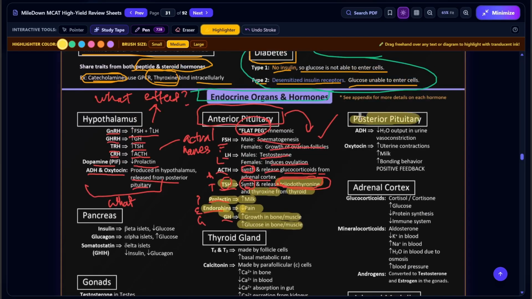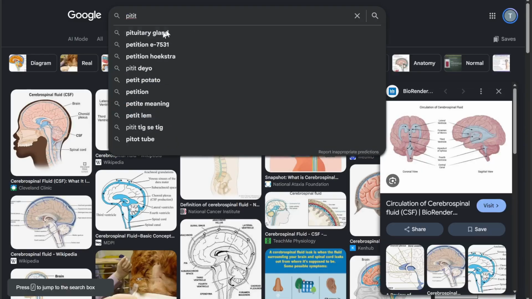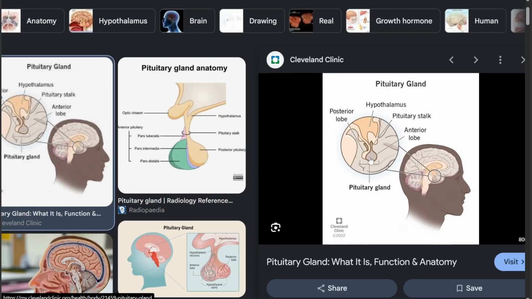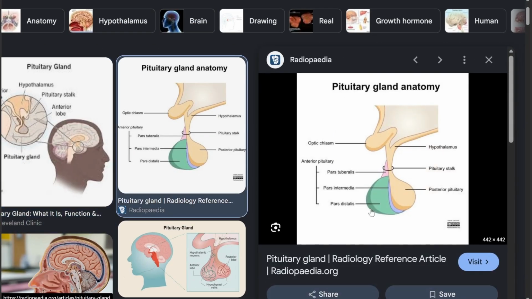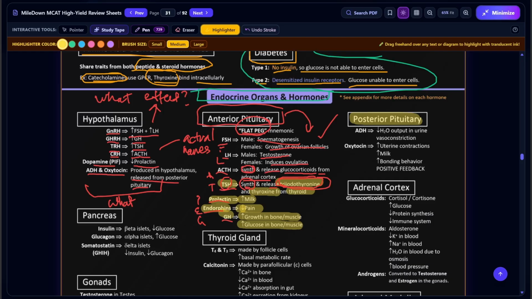And then now you have your posterior pituitary. Your pituitary gland, by the way, just to orient people, is also in your brain, but as you can see, it has two parts. It has an anterior lobe and a posterior lobe. This is how it looks, or you can look at this one, it's better. So there's a front side and a back side, posterior for back.